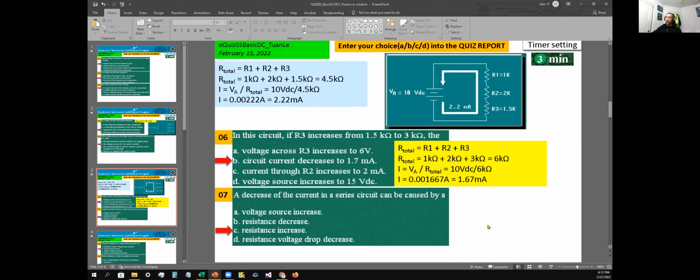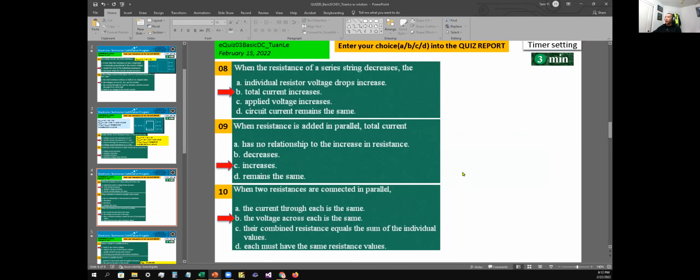Any question on number 6 or 7? No question. Okay, next set. Number 8, when the resistance of a series string decreases, you're going to be increasing the current, because of the inverse relationship. If you decrease the resistance, you increase the current. So the answer is B as in Bob for number 8.